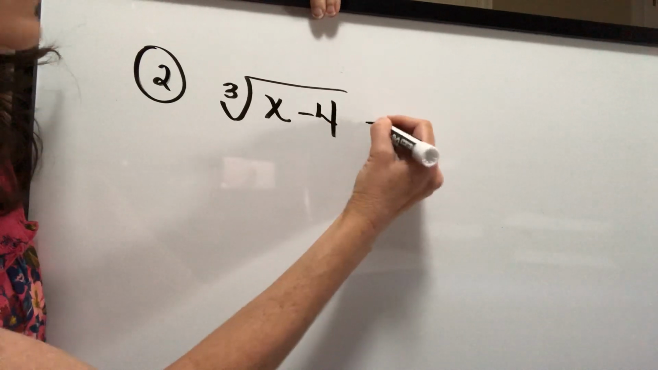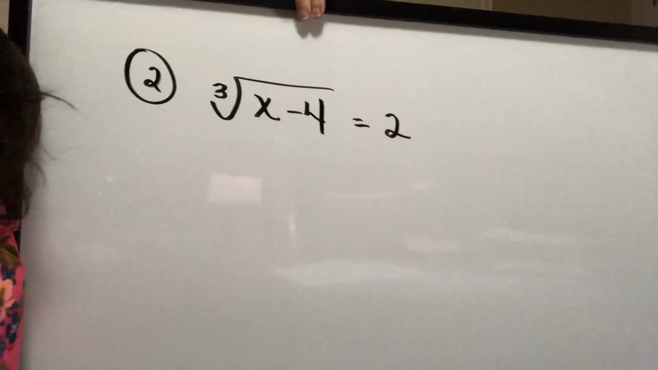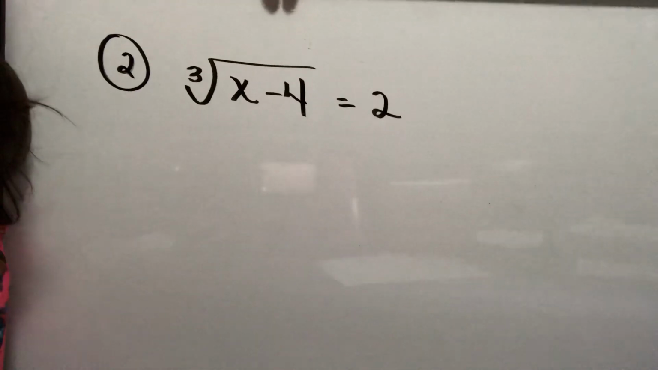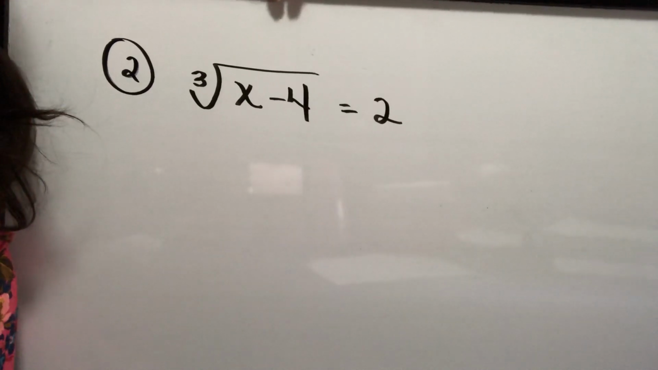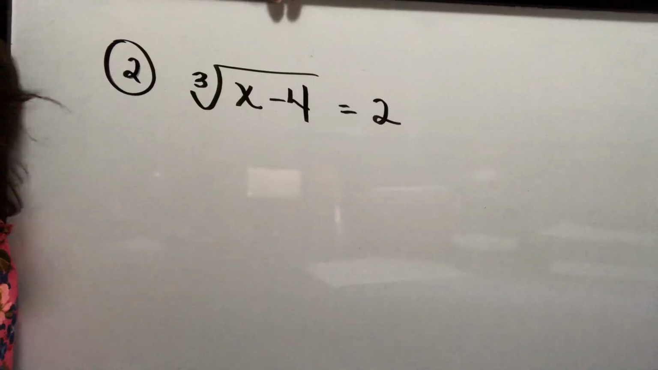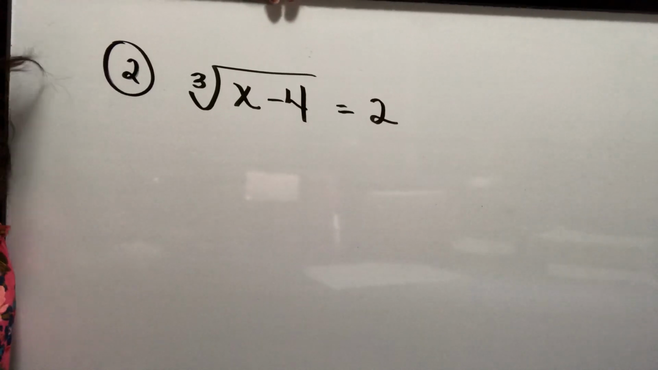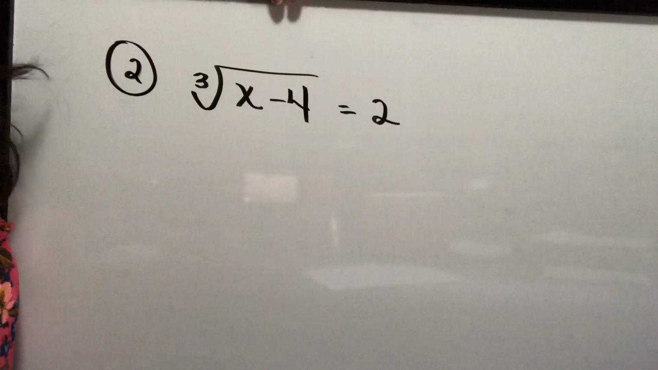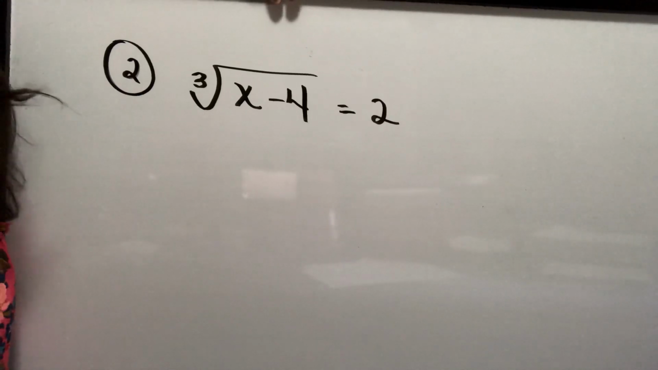Okay, so for number 2, we've got a cube root symbol, and it looks a lot like number 1, except for the 4 is inside of the radical this time. So that first step of isolating the radical does not need to be done. It's already isolated. So you do not add 4 to both sides on this one. The 4 stays inside of the radical.